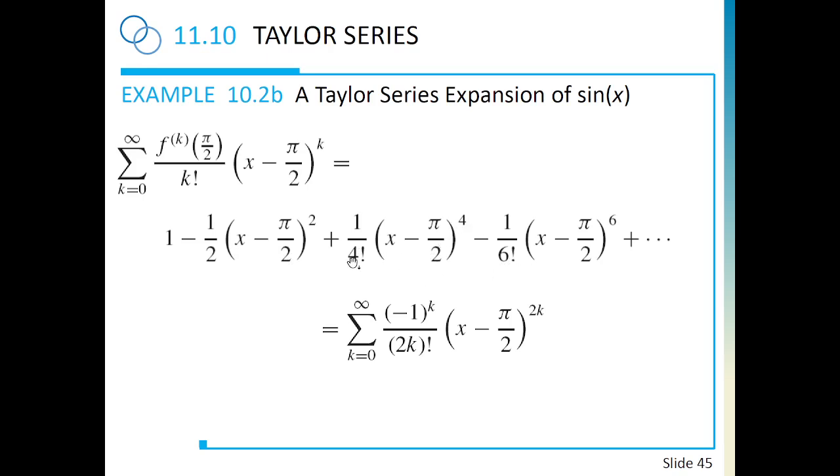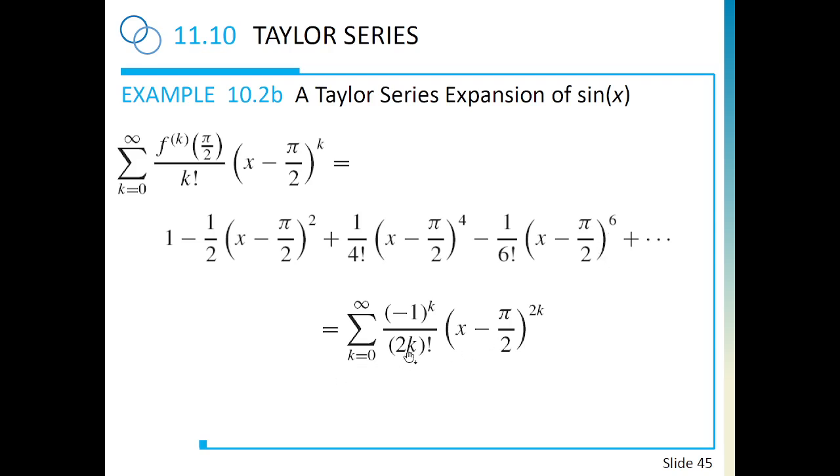So the power and the factorial, they are the same. So essentially we generate the term here, x minus pi over 2. So the same power and the same factorial. We just need to, because these are even, right?